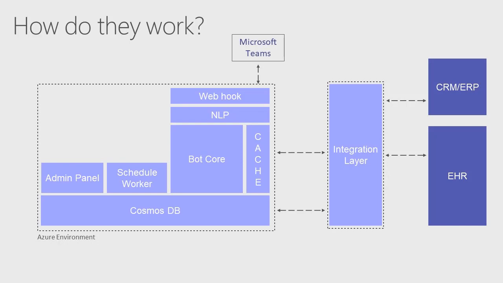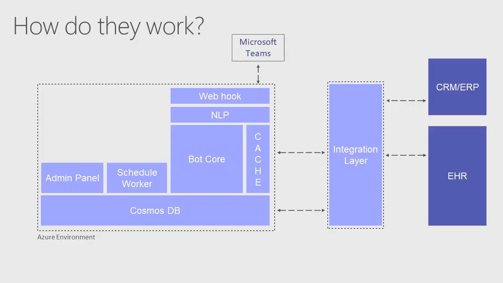So on the right-hand side, we can see the backend systems. In this example, we have CRM, ERP, and EHR. We usually recommend having an integration layer in the middle for a few reasons. One is you want to abstract the complexity of pulling all this data from different systems into the bot. As Mark mentioned before, there are different solutions for this, but otherwise you can go straight through APIs to the bot itself if you want.